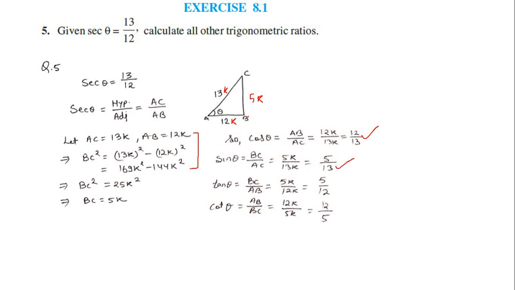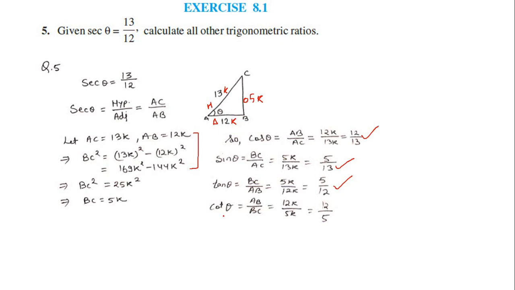Tan theta will be opposite by adjacent. This is opposite, this is adjacent, and this is hypotenuse. While beginning the questions you may write this down, and then after some practice you will know which one is opposite, which is hypotenuse, and which is the adjacent side. So for tan theta it will be BC by AB, and when you put the values 5k by 12k, you will get 5 by 12.